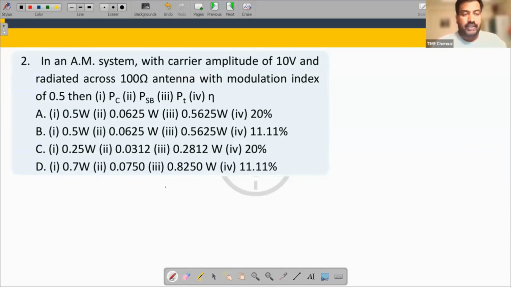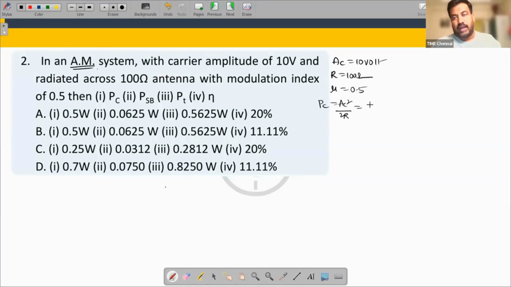In an AM system with a carrier amplitude of 10 volt, AC is 10 volt, radiated across a 100 ohm antenna, modulation index of 0.5, carrier power is AC square by 2R, 100 by 200, 0.5 watt. So it must be between A and B.